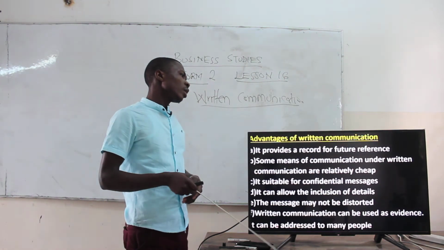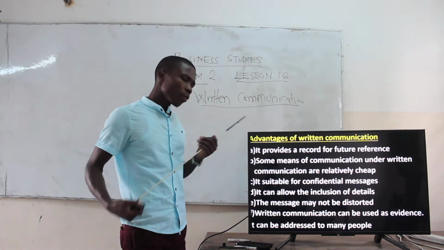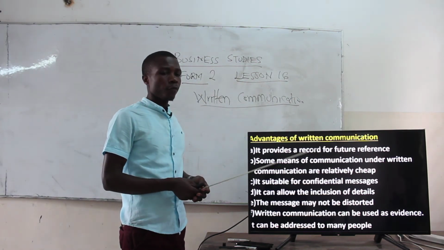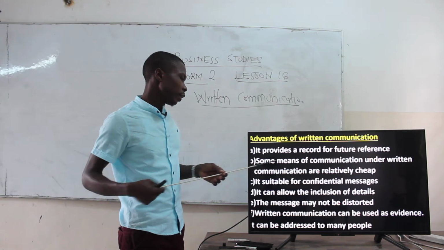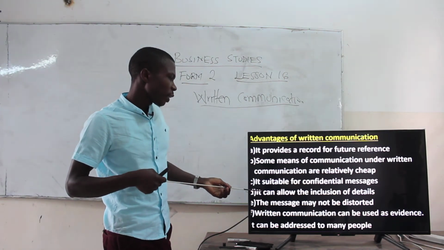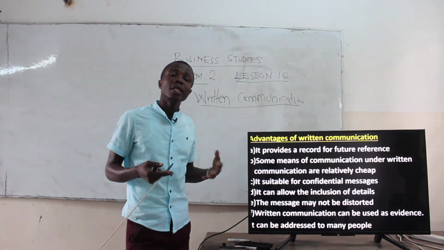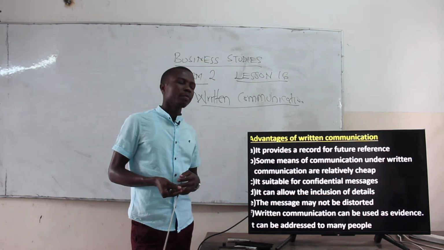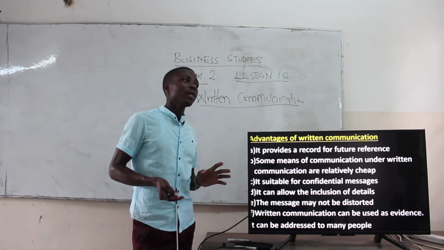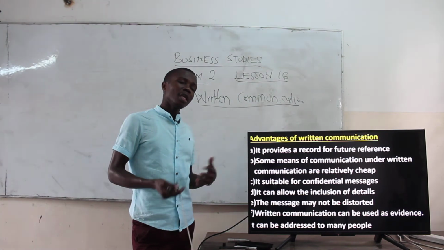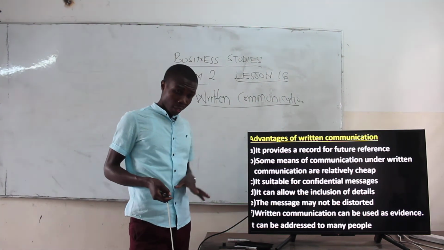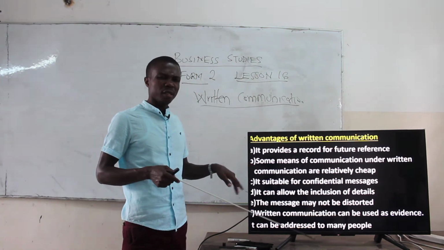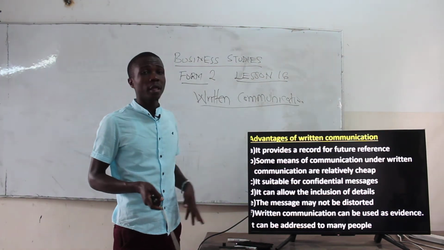So I think we have discussed that. Let's move to the third one. It is suitable for what? Confidential messages. Then the next, it can allow the inclusion of details. You can include details, like maybe details coming from a bank, or maybe coming from the medical field. Inside that letter, it is easy to do that. So that's why it is an advantage for details, no matter where they are coming from, to be included in the letter.